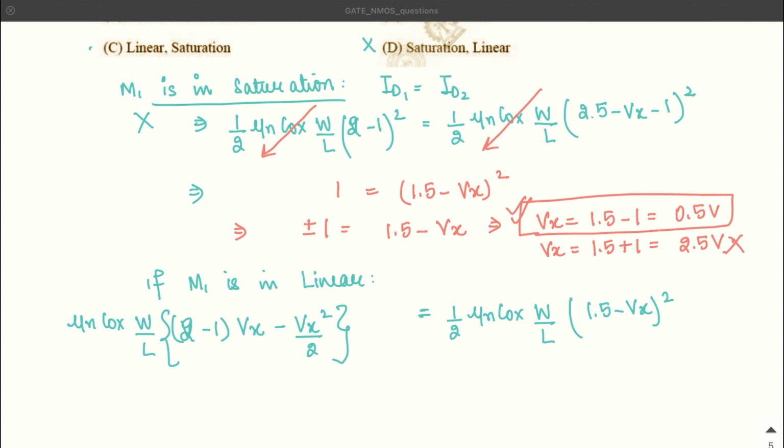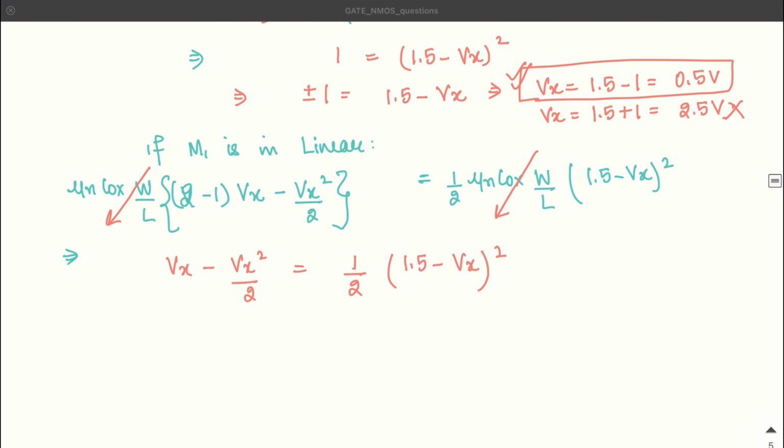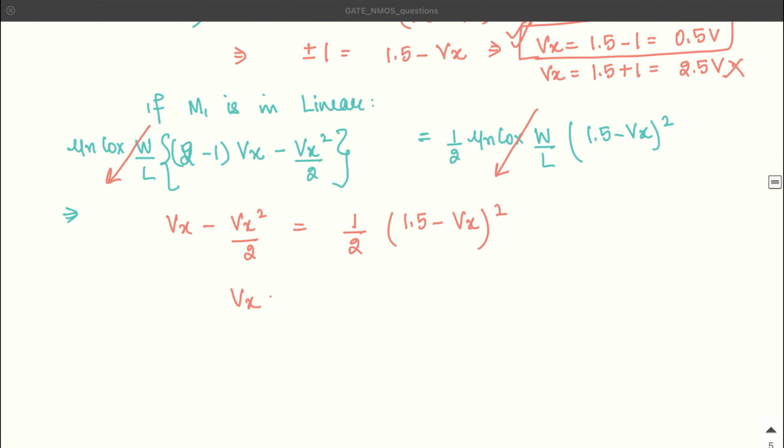So I have written the drain current equation for the linear mode. Now you can cancel out this with this, and we will be left with Vx minus Vx square by 2 should be equal to half of (1.5 minus Vx) whole square. If you try to solve this out, you will get two values of Vx. One would be 1.911 and the other would be Vx equal to 0.588 volt, obviously.